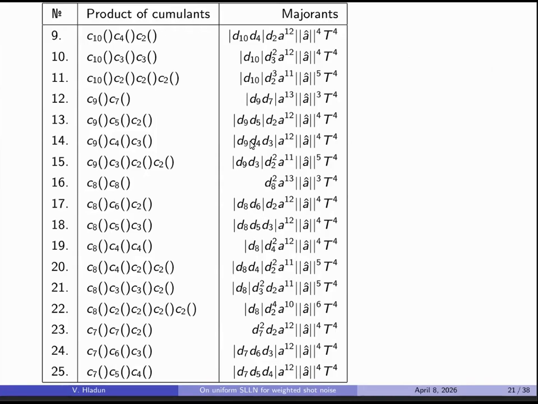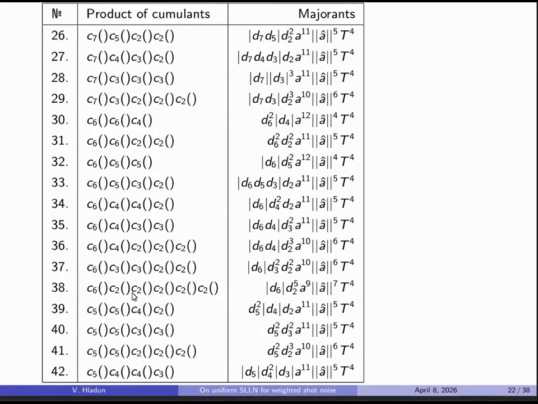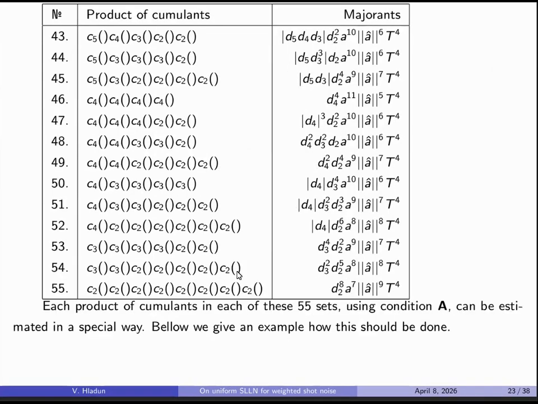Also, here there is a continuation of the table, and all the 55 types of cumulant products. Each product of cumulants in each of these 55 sets, using condition A, can be estimated in a special way. Below we give an example of how this should be done.